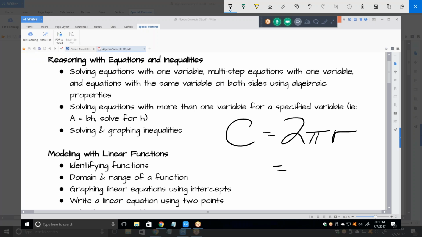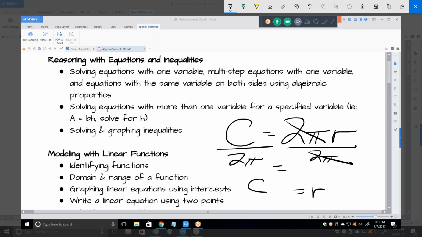I would divide by pi. What are you trying to get rid of? You're trying to get rid of the 2 and the pi, right? So would you just divide by 2 pi? Exactly. In other words, I would divide by 2 pi on the right and the left, and those cancel, so you end up with r equals the circumference divided by 2 pi. And that's also a true statement in geometry.